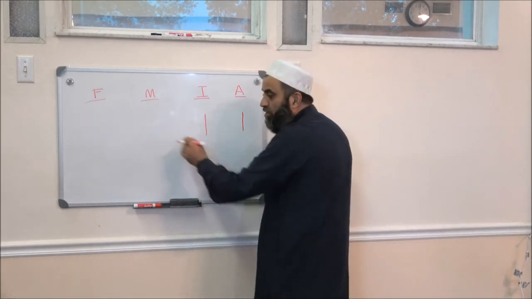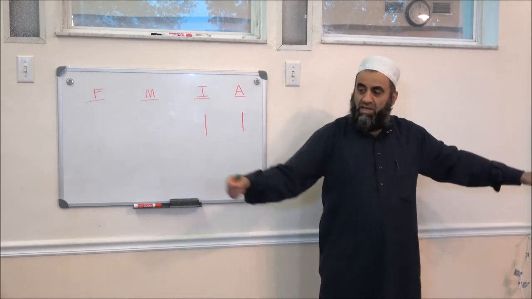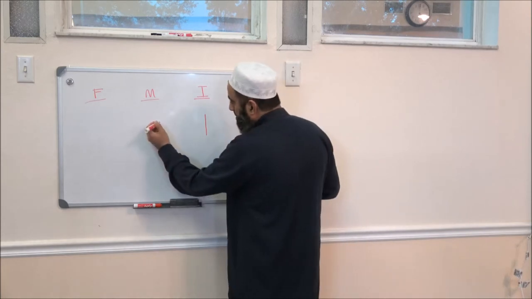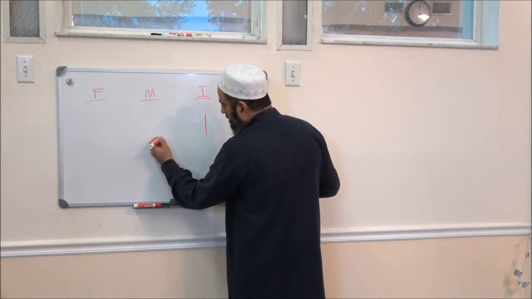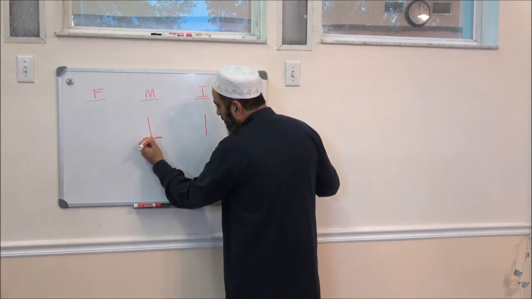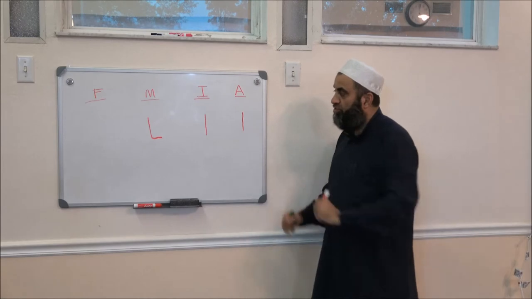Okay, in the middle form, I'm supposed to have connection, letter, connection. But this letter does not connect from the left side. So what happens? Connection, letter. I'm supposed to have connection, but I'm not going to go there because this is not connected. So this is my middle.